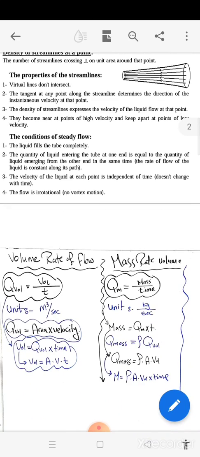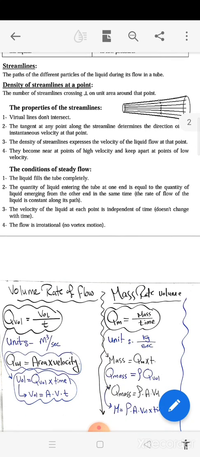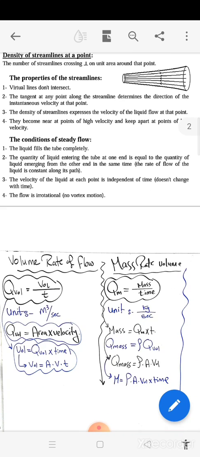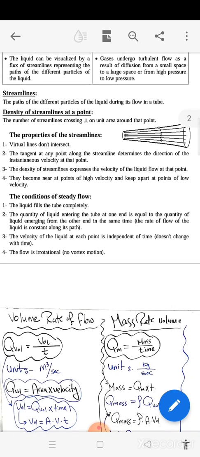Continuous steady flow has the volume rate of flow and the mass rate of flow. The mass rate and volume rate are rates with time. They are continuous due to the velocity of the liquid. Conditions of the steady flow: to make a steady flow, the liquid has to fill the tube completely.